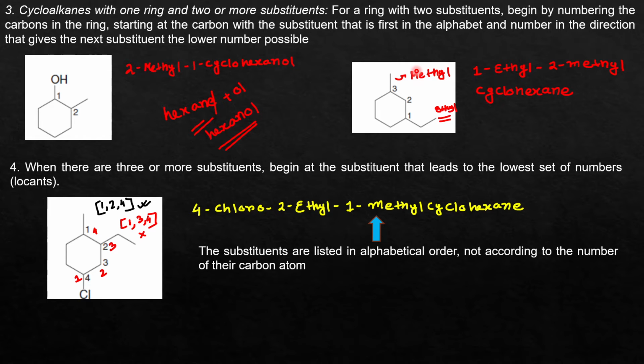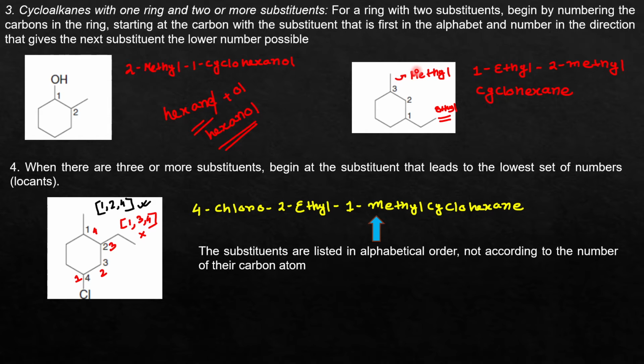Now here comes the next rule. There can be 3 or more substituents. In that case, begin at the substituent that leads to the lowest set of locants. You can see this is one example. There is one cyclic ring, a 6-membered carbon ring, and there are a total of 3 substituents: one is methyl, another is ethyl, and another is chlorine. So these are the names of the substituents.